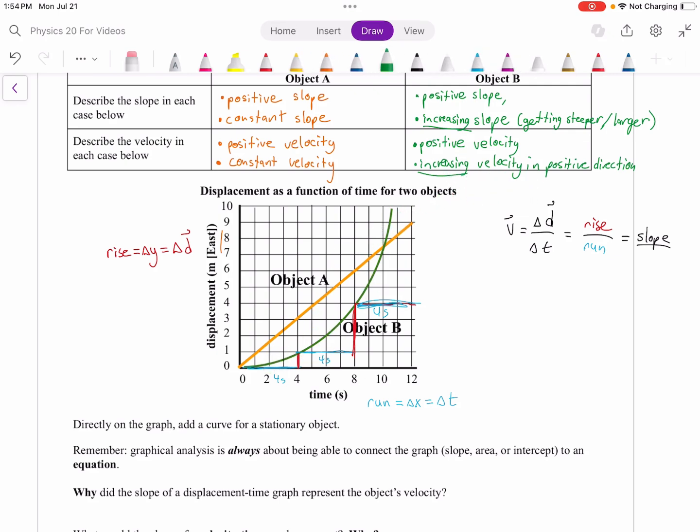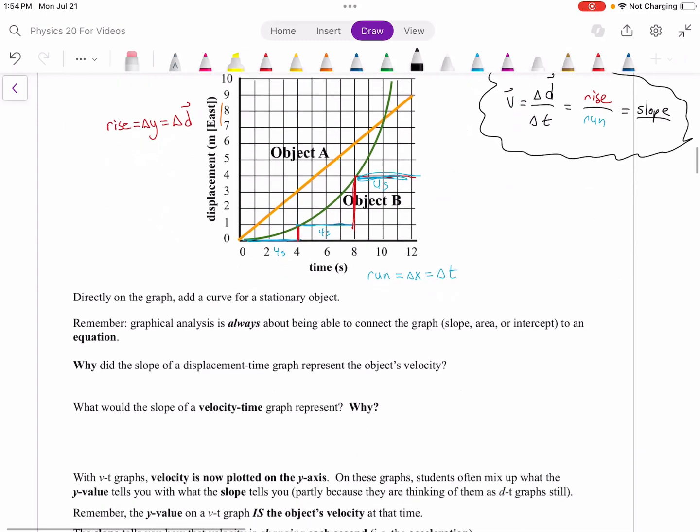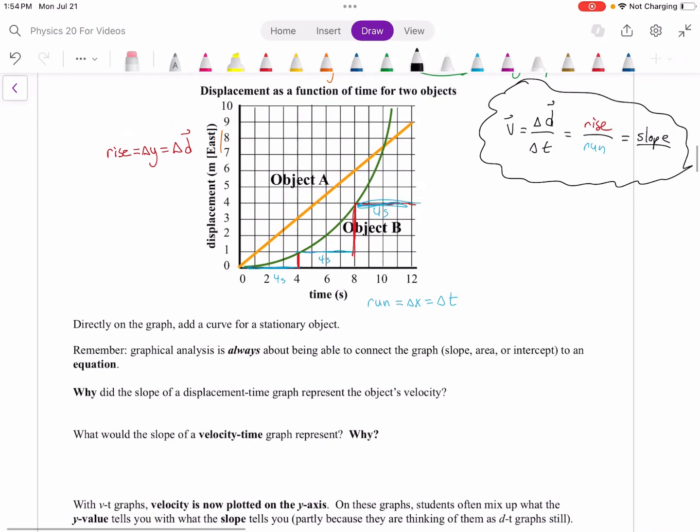Just like we saw for the slope, okay? And again, that's not just a coincidence. That has to be true because of this fact here. So it asks us then directly on the graph, add a curve for a stationary object.